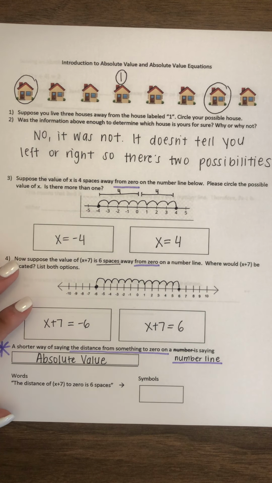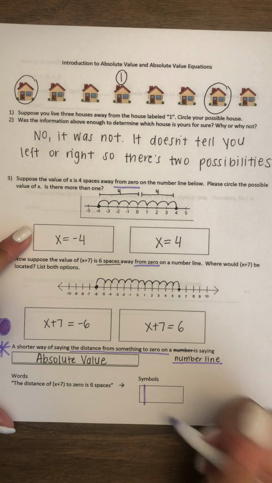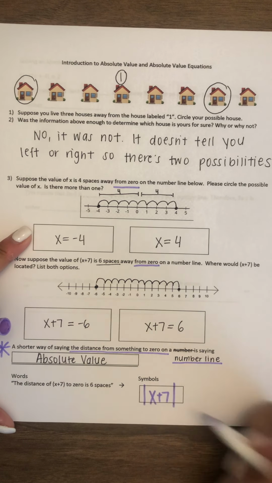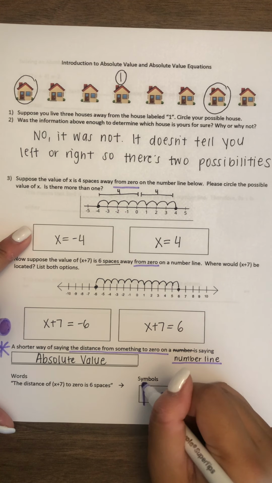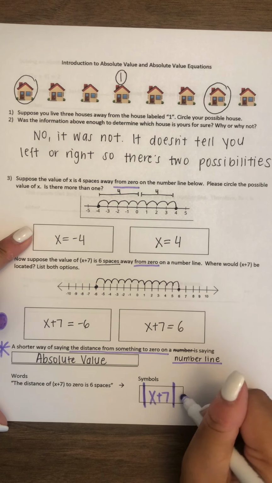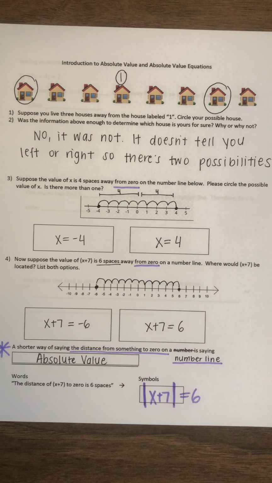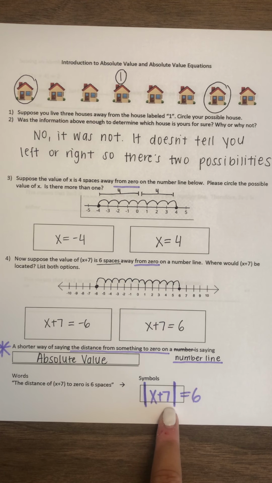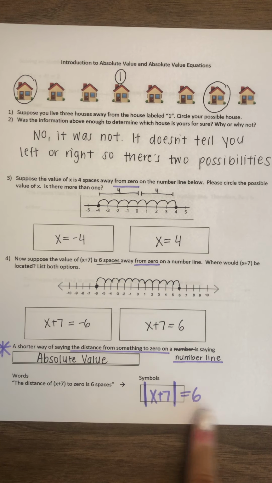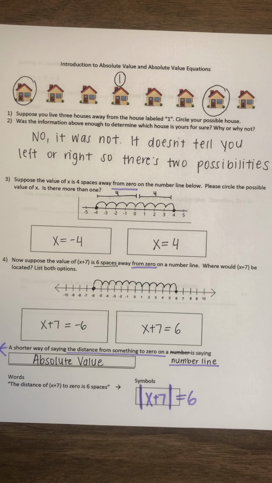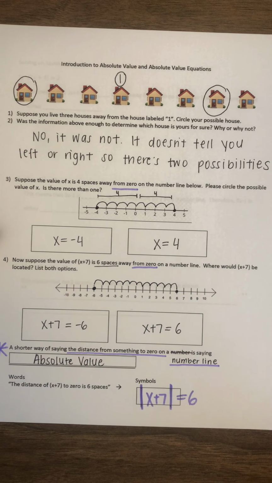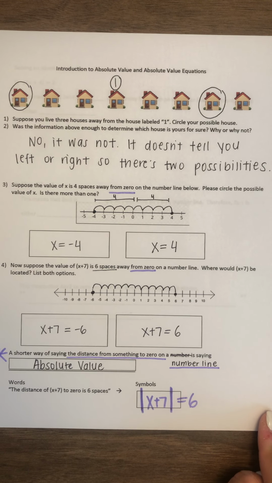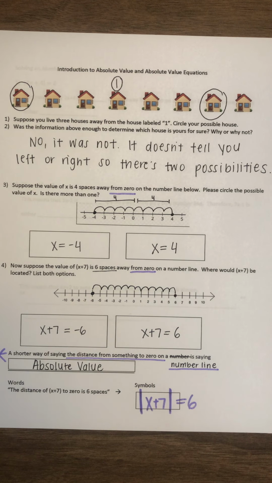In symbols, that's going to look like this. We're going to have these lines like this, x plus 7, like that. x plus 7 equals 6. This is our absolute value sign, and this is how we're going to notate the value of x plus 7 is 6 spaces away from 0. Again, you can go ahead and pause the video or rewind and rewatch this section as many times as you need.